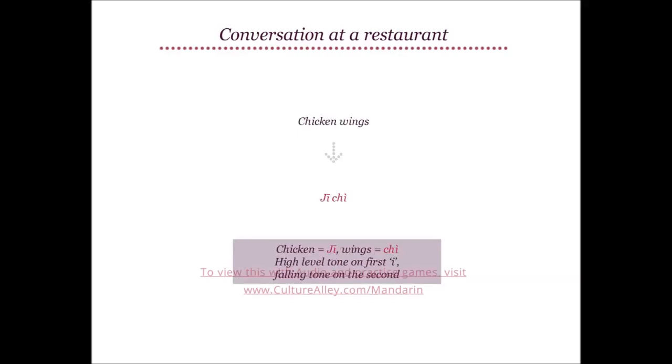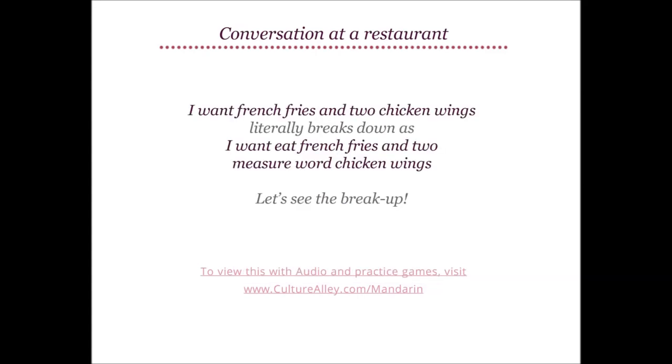Good! Chicken wings becomes 鸡翅, which chicken or 鸡 uses a high level tone and wings or 翅 uses a falling tone, making it 鸡翅. I want French fries and 2 chicken wings literally breaks down as I want eat French fries and 2 measure word chicken wings. Let's see the breakup.